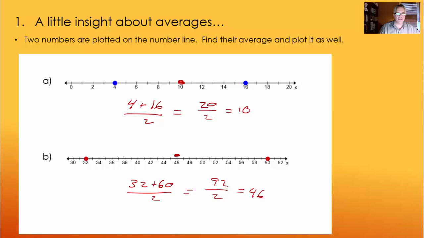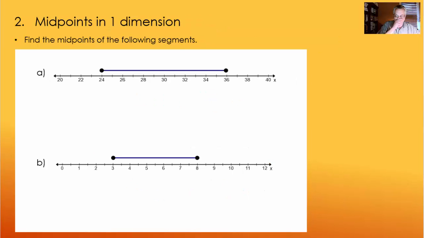Okay, well, this can help us to find the midpoint of a segment. So this is really the same idea. This time we have a segment. One endpoint is at 24, and one endpoint is at 36. And our direction is to find the midpoint. All right, just from looking at it, it looks like it's 30. But let's find it by finding an average.